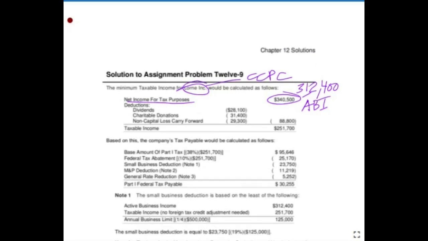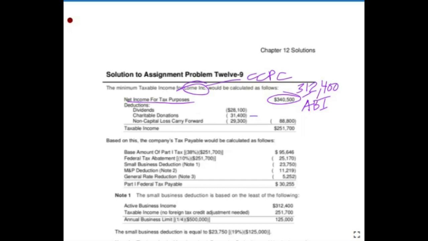So we had that short list of items that we would deduct in between net income and taxable income. We're going to need to read on a little bit more here. We're also told that during 2020, the company makes donations to registered charities totaling $31,400.